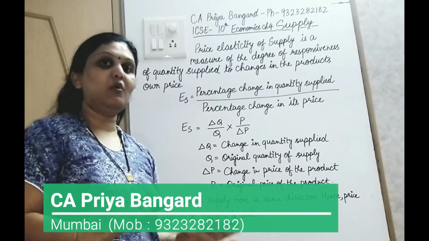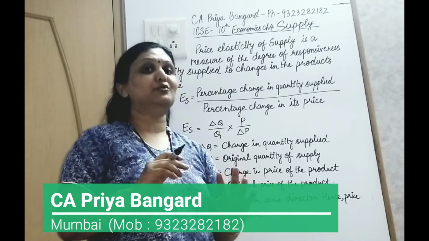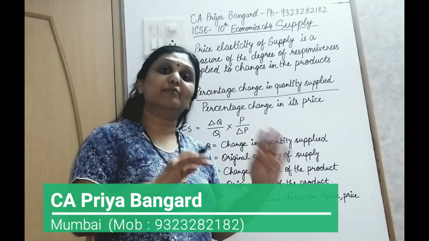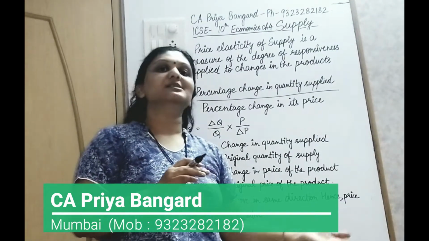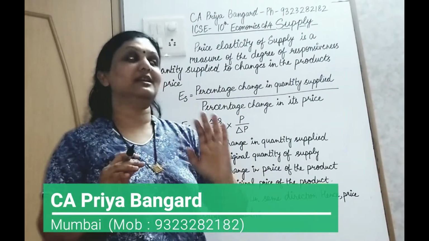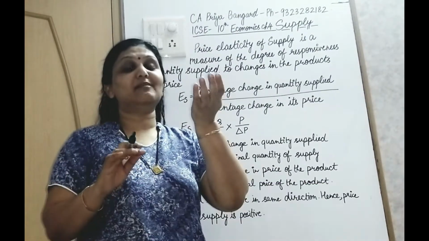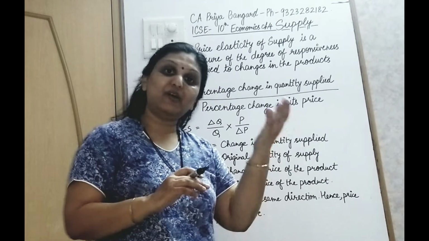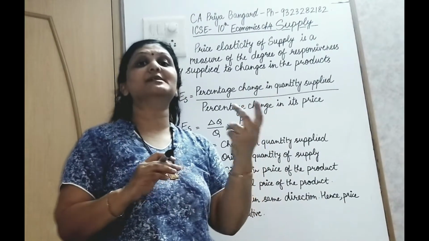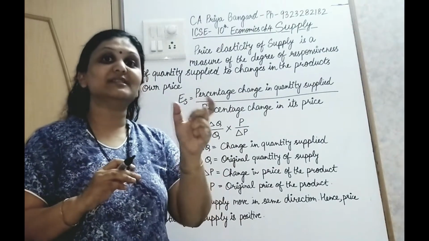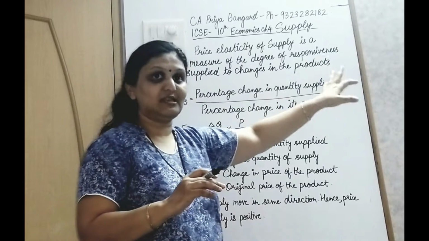See, we know that when price is increasing, as a producer you want to supply more to earn more profit. So when price is increasing, supply also increases. But by how much? When price is increasing by 10%, is supply also increasing by 10% or by 5% or by 15%? How much? To measure that quantity, we are learning price elasticity of supply.